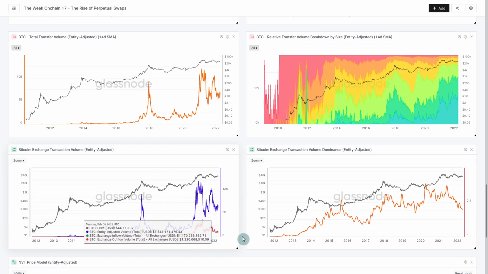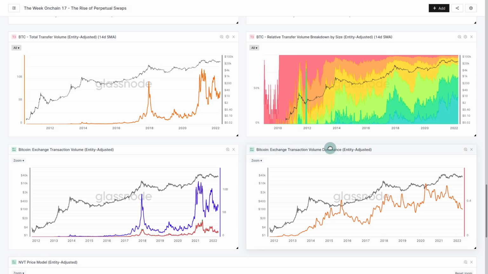Within that context, we look at that exchange transaction volume, and if we think about this, what happens if we take a ratio of inflows and outflows, so exchange-related in and out, and divide it by the total? Essentially, what is the dominance of flows of coins going in and out of exchanges? That's what this orange curve is showing: the dominance of transactions in and out divided by the total.